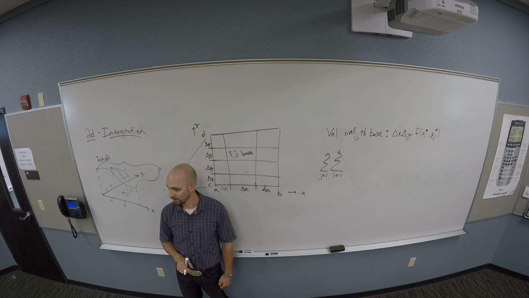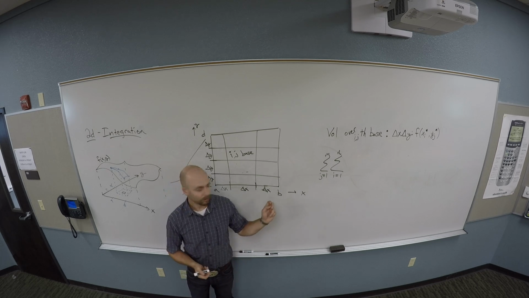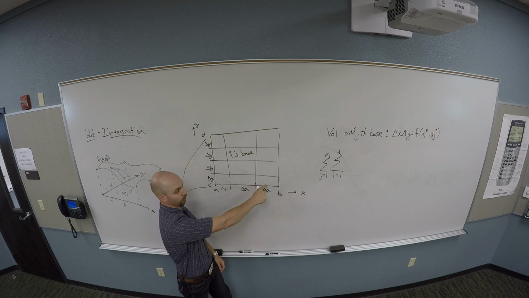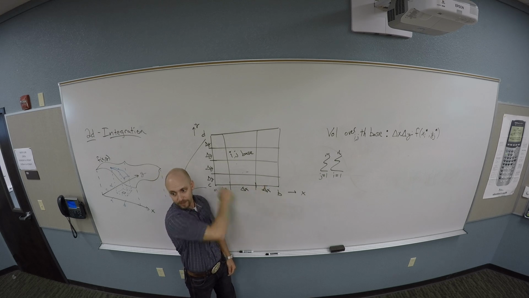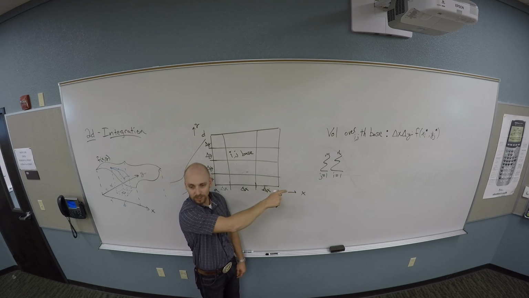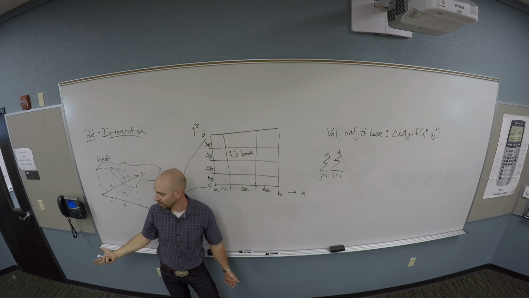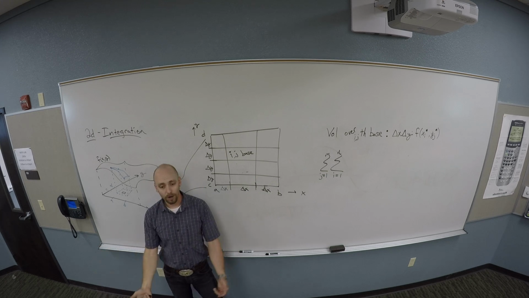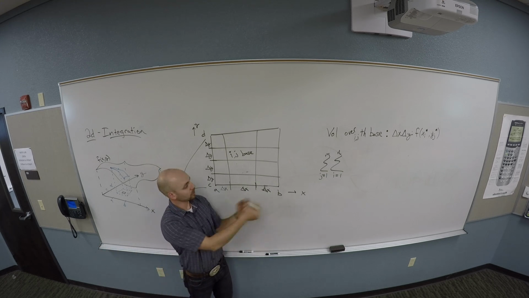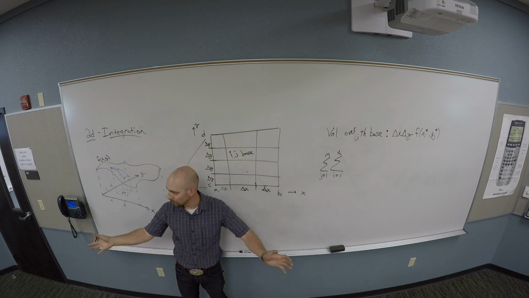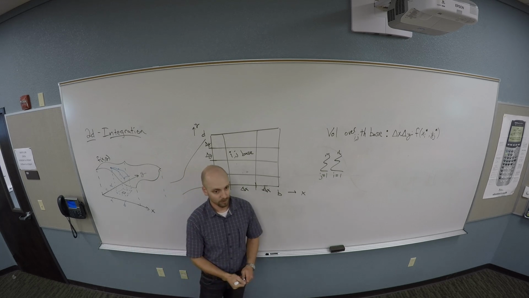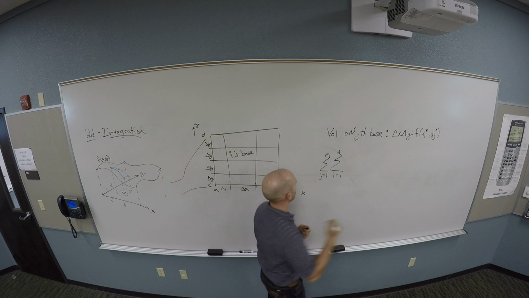The reason why you did it backwards? No, not really. Here I chose to sum the x's across first, and then go up one in the y and do the x's across again. Does it matter? No, not at all. You could certainly switch these two things. That would also be fine.